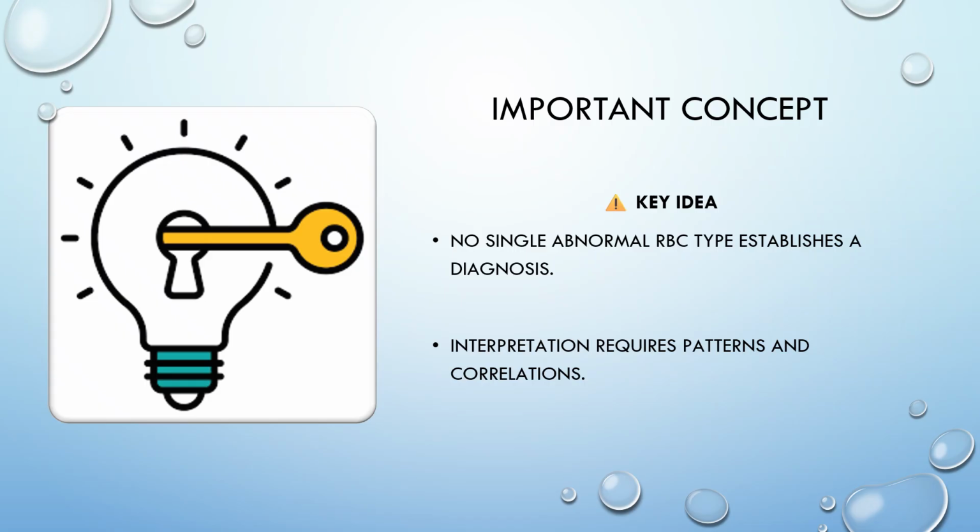Instead, we look at the overall pattern of findings, CBC results, smear morphology, and patient context, and then we interpret those findings together. So when you're learning hematology, don't focus only on memorizing individual cell types. Focus on learning how those findings fit together as part of a bigger diagnostic picture. That's how real-world laboratory interpretation works.